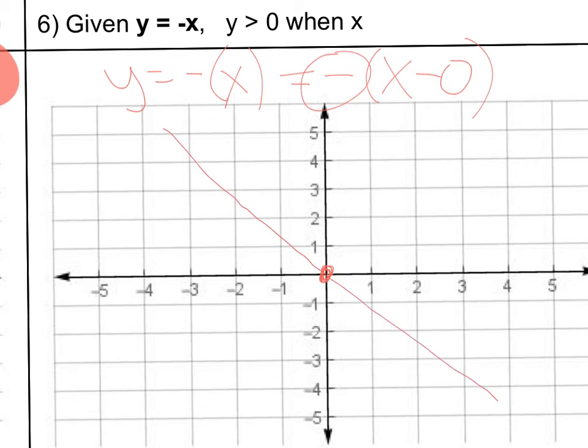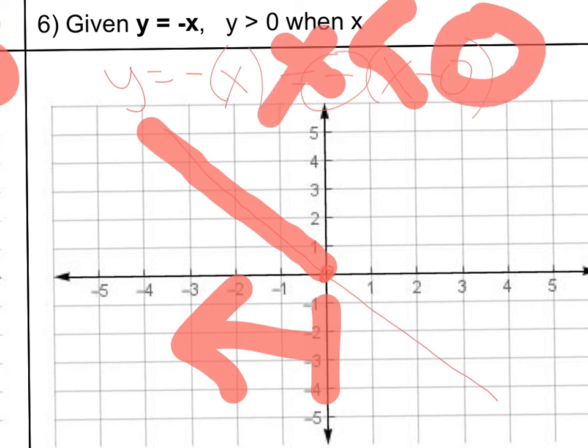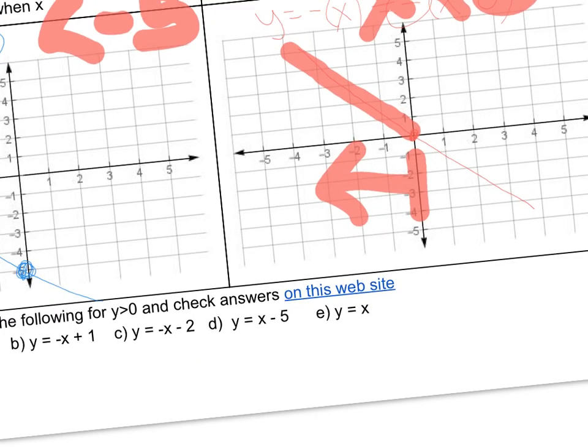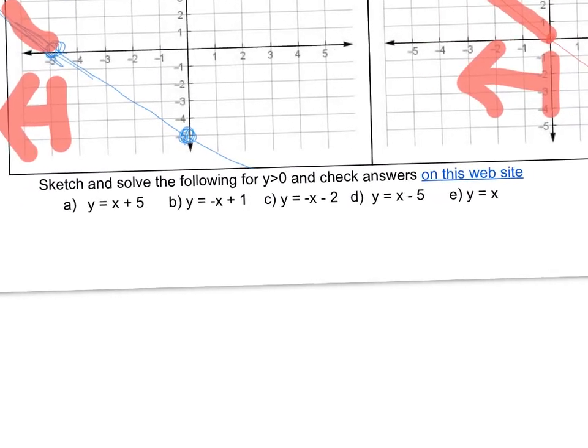Okay, so let's highlight the part that's greater than 0. That's the part where the y value is greater than 0. So I'm allowed to have any x value that's to the left. So x is less than 0. Now what I'm going to ask you to do, folks, is to really quickly graph these, please, and solve the inequality.